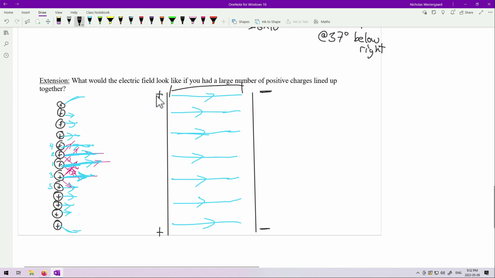And so this is how we can create uniform electric fields: by the use of charged parallel plates. And we can affect the strength of the field by increasing or decreasing the separation of the plates, or by increasing and decreasing the quantity of charge on the plates. And this is going to be something that we are going to use quite a bit as we go later on.